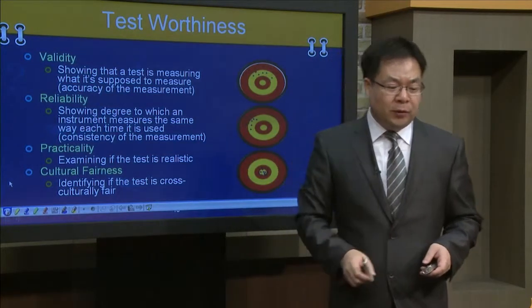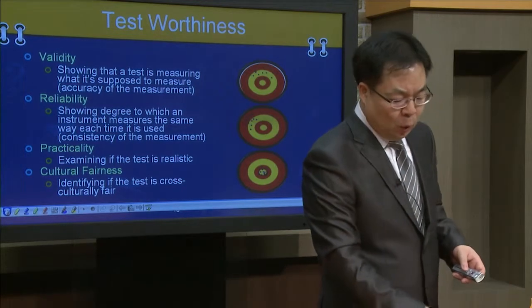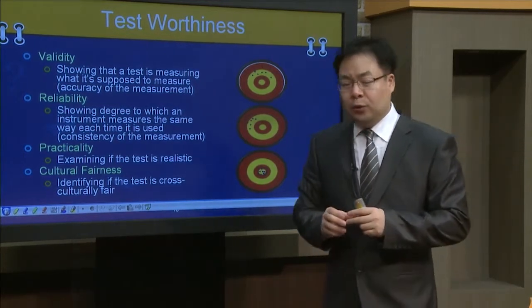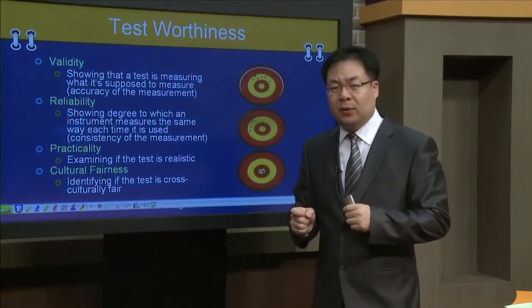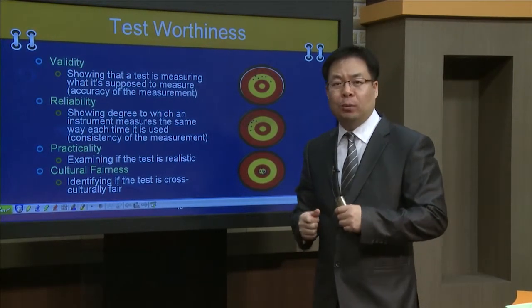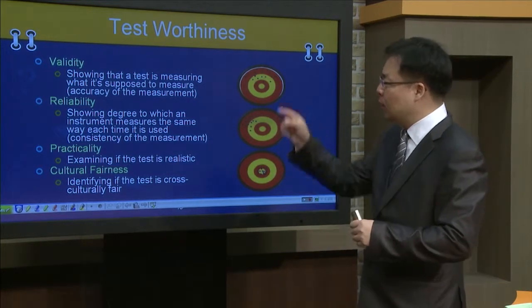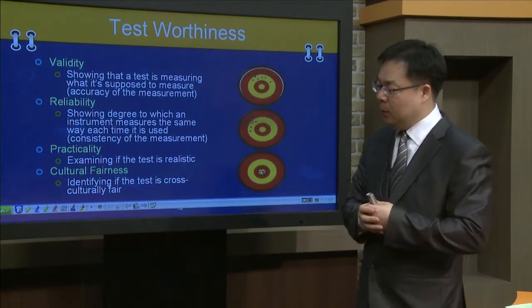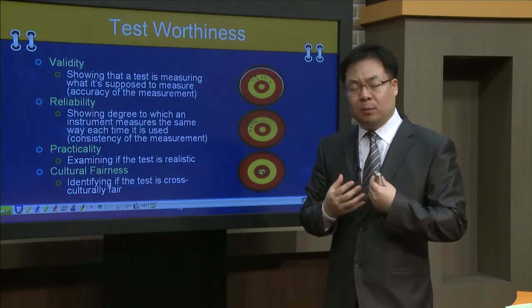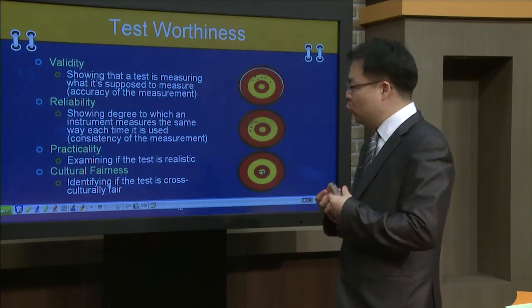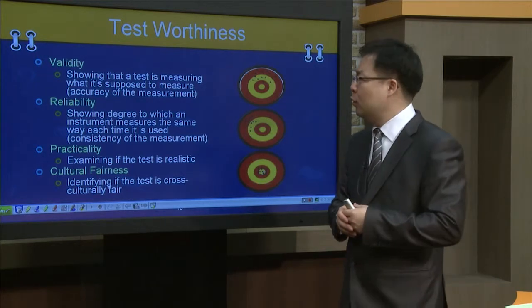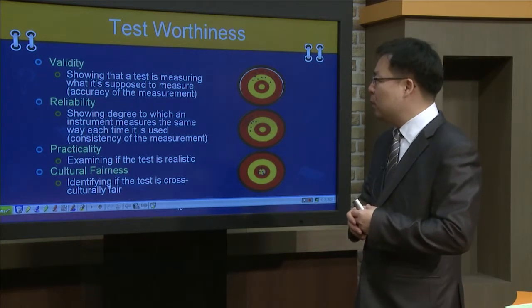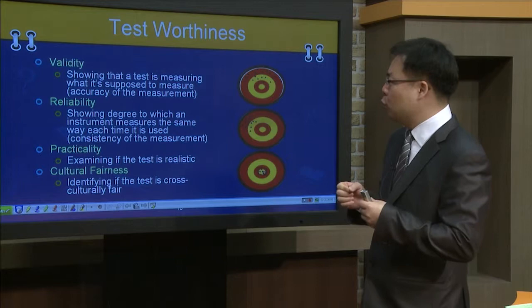The last one is test worthiness. When we use testing and assessment, we want to select the best and most appropriate testing, and these 4 different concepts will give us some guidelines when choosing a good test. The first, validity, shows that a test is measuring what it is supposed to measure.